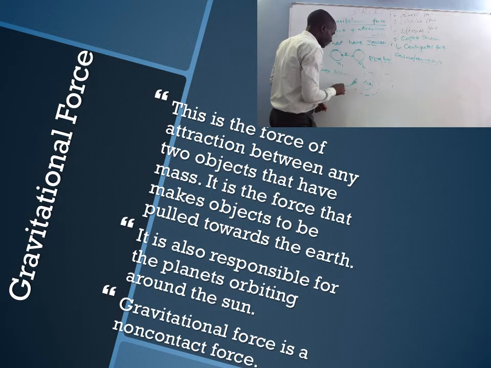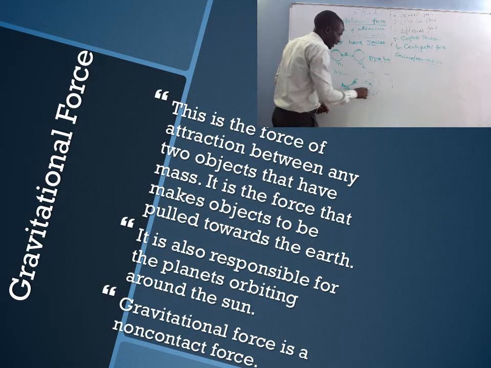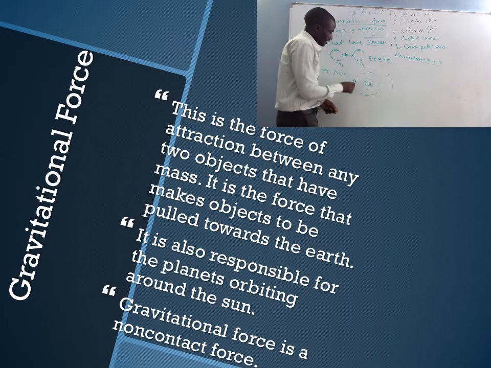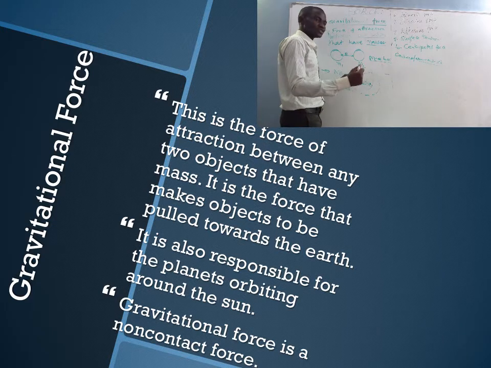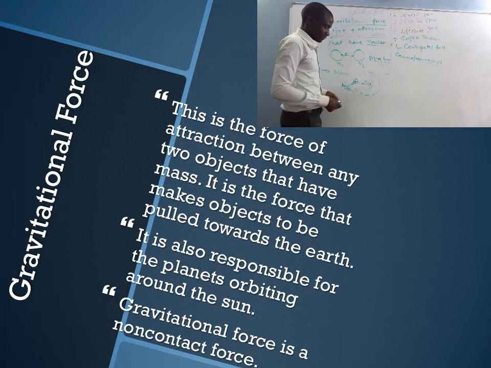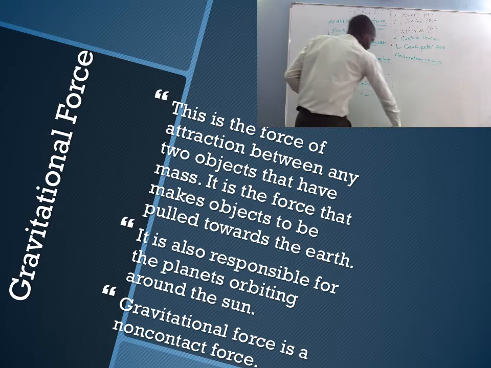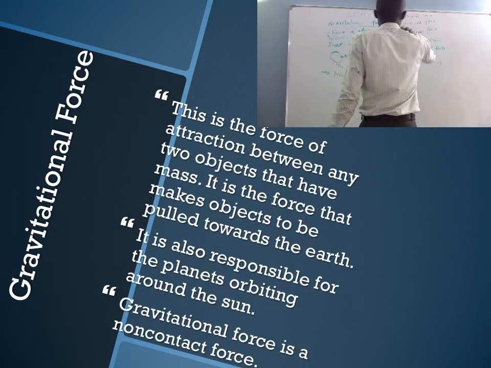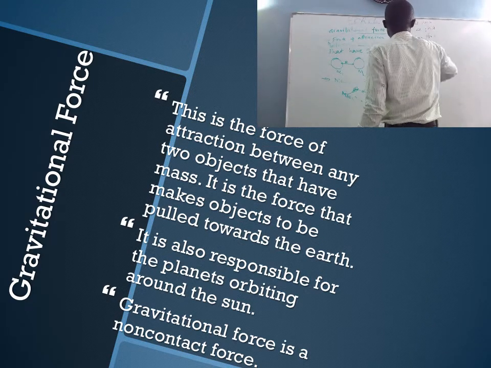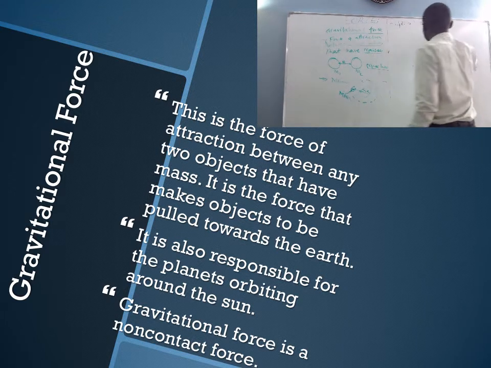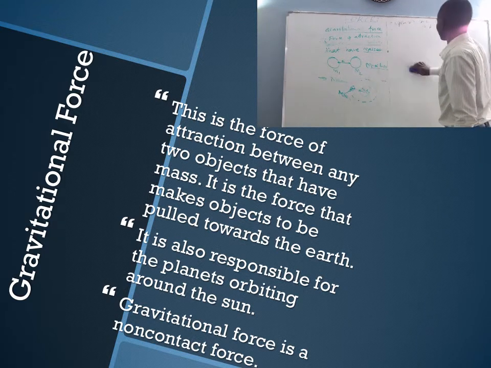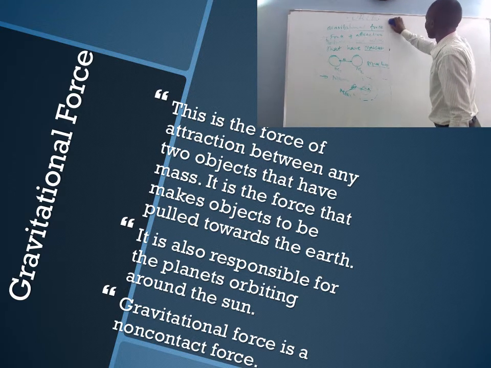So if this is the moon and this being the earth, then there is the force of attraction which tries to bring these two masses, that is the earth and the moon, together. Moving on is the second type of force, which is referred to as the frictional force. So let's look at the frictional force, or the force of friction.